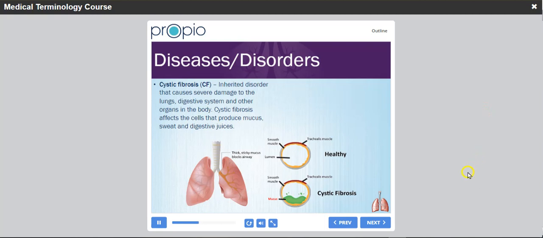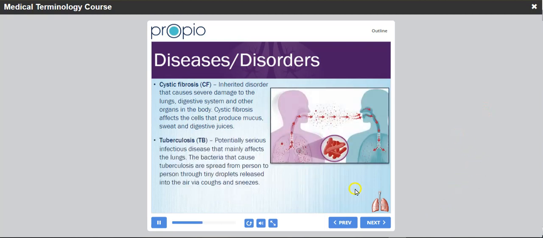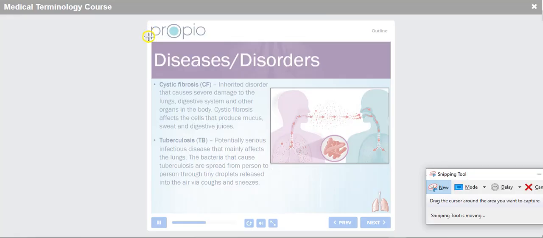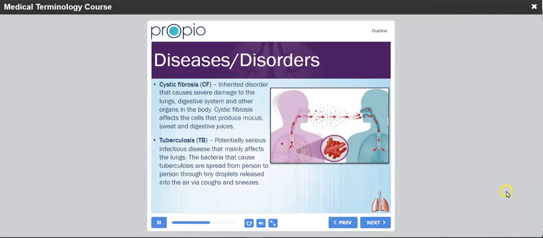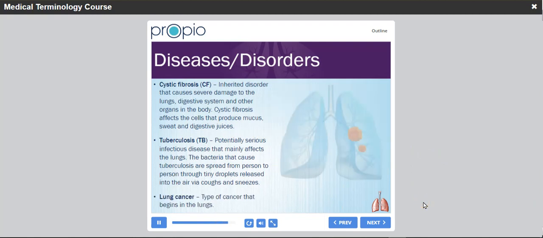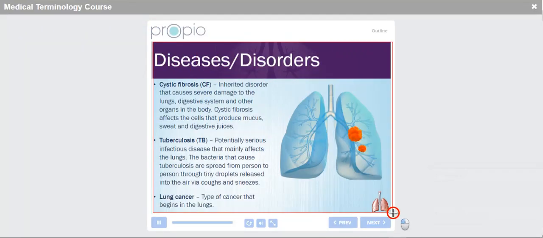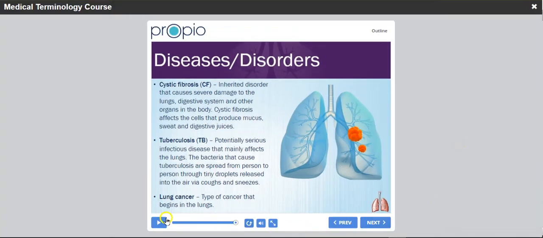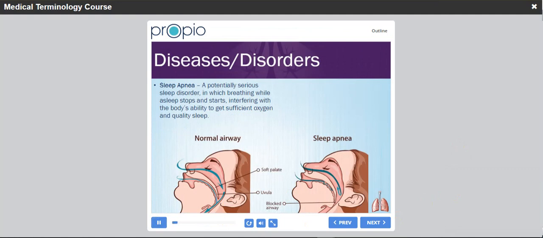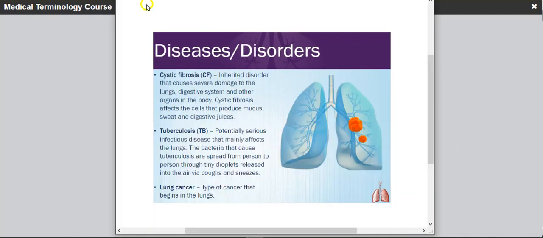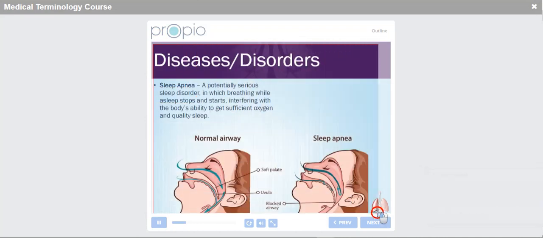Tuberculosis, or TB, is a potentially serious infectious disease that mainly affects the lungs. The bacteria that cause tuberculosis are spread from person to person through tiny droplets released into the air via coughs and sneezes. Lung cancer. Lung cancer is a type of cancer that begins in the lungs. Sleep apnea is a potentially serious sleep disorder in which breathing while asleep stops and starts, interfering with the body's ability to get sufficient oxygen and quality sleep.